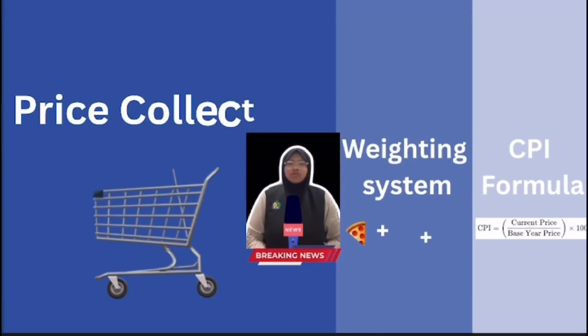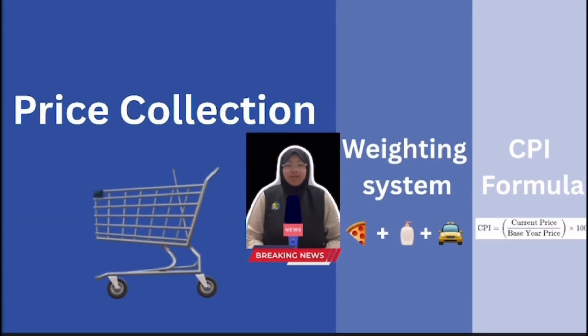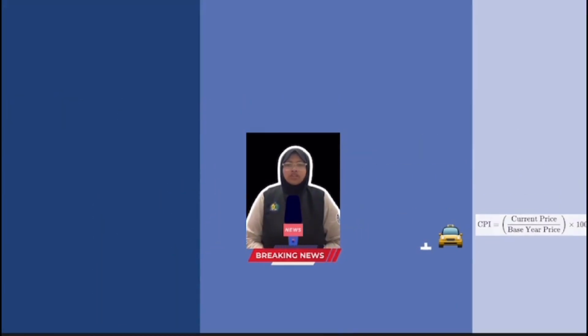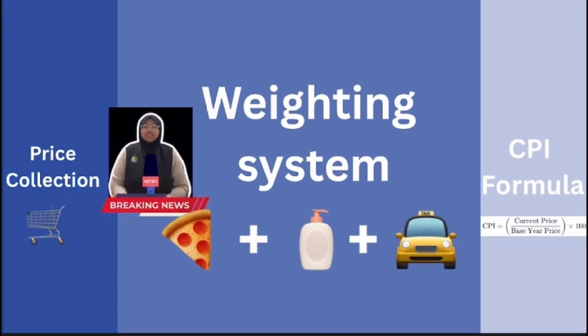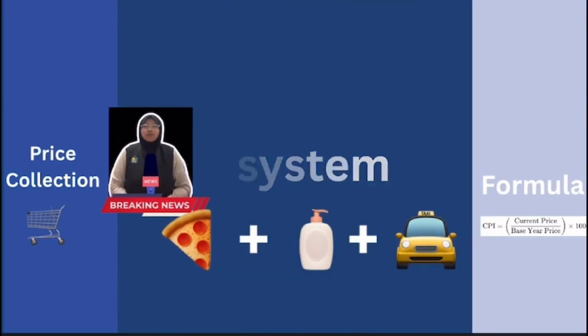Now, let's break down how the Consumer Price Index, or CPI, is actually calculated. Step 1. Price collection. Every month, government officers collect the prices of hundreds of everyday items, from groceries and food to household products, across various cities and towns. Step 2. The weighting system. These items are grouped into a CPI basket with different weights based on how much the average Malaysian spends on each. So, for example, food might carry more weight than transport or personal care, depending on consumer habits.